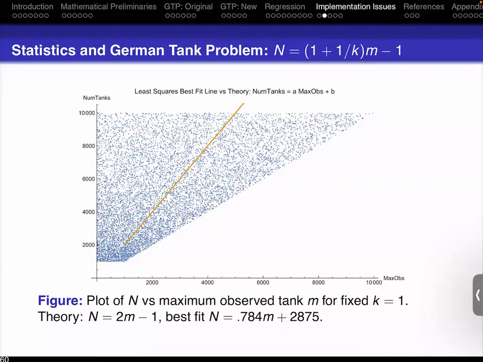And I try to find the best fit line, and the best fit line I get is 0.784m plus 2875. Do you think this is a reasonable best fit line? So I gathered data from between 1,000 and 10,000 tanks. Does anything bother you about this predicted best fit line?